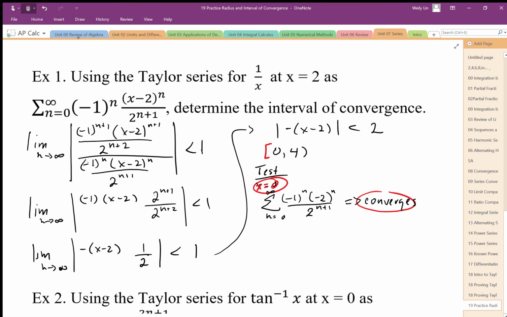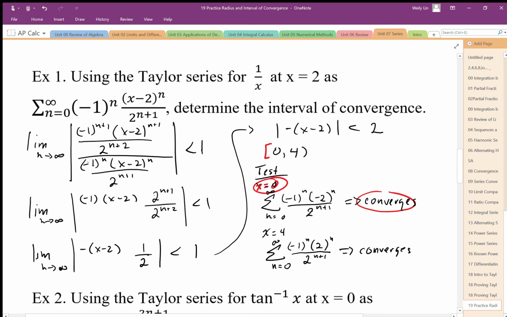Then we can test our other endpoint, x equals 4. Now, when we look at this, we can see that that's a geometric series in the denominator, so we should have a sense that it's probably going to converge. Even if we don't have that sense, we can always just test. So I'm going to go (-1)^n. This is going to end up being 2 to the power n, so this now becomes alternating. But again, it's an alternating geometric series. It doesn't matter if a geometric series alternates, it still converges. Regardless, remember that this converges absolutely.